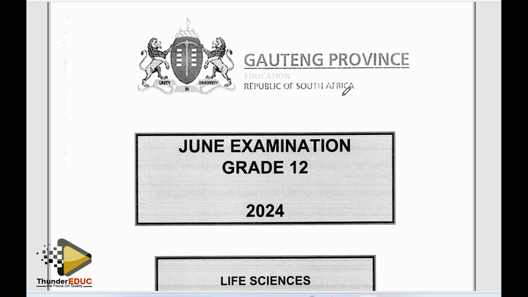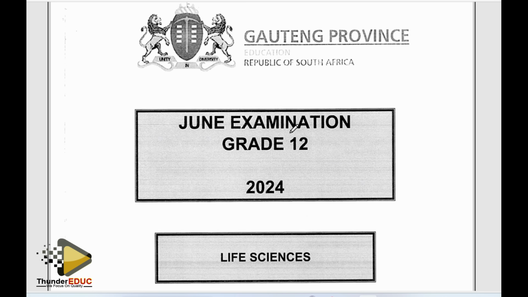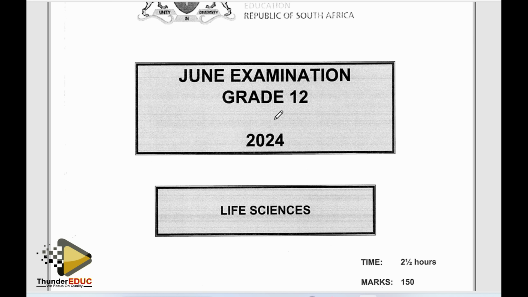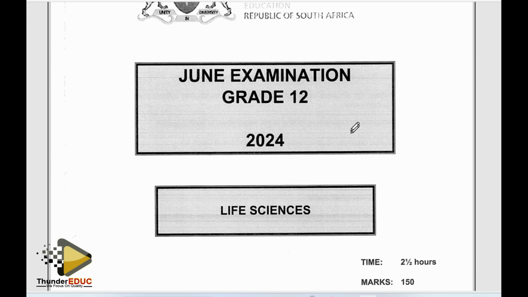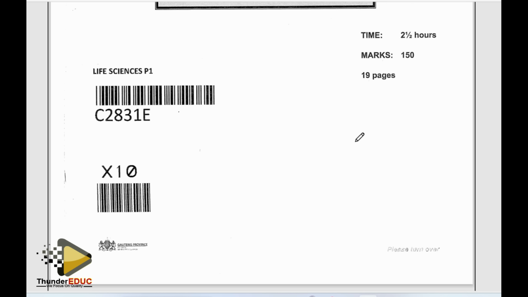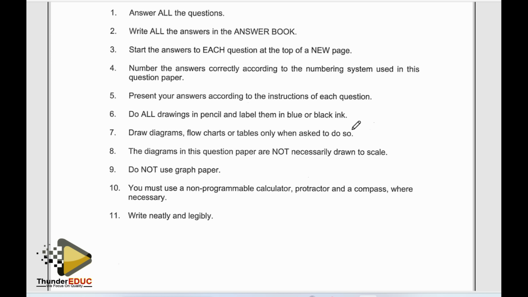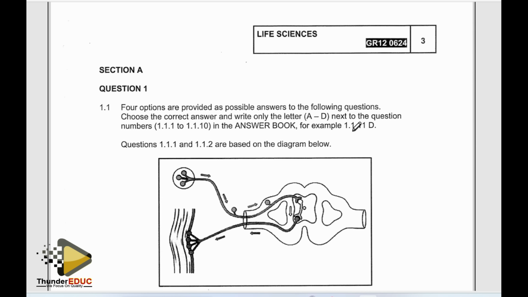We have done those slight mistakes which are going to make us lose marks, and then we are able to at least focus on high marks. All right, let's start without wasting time. It was the June examination, grade 12, 2024, Life Science. Don't forget that this paper had both the paper 1 component and the paper 2 component.